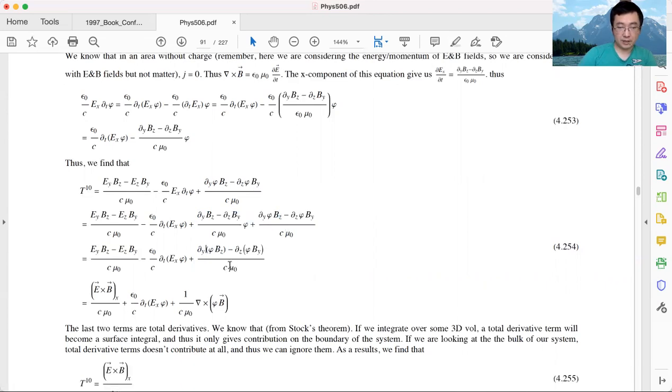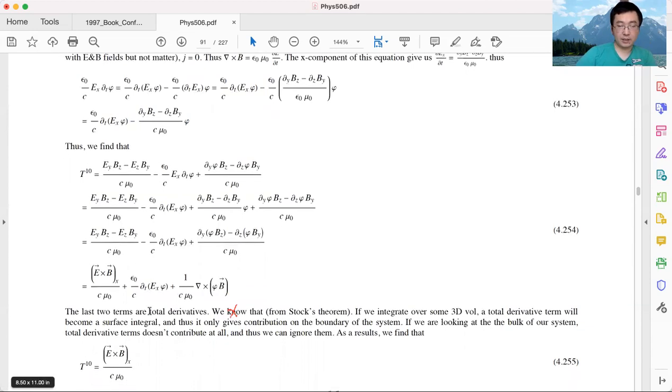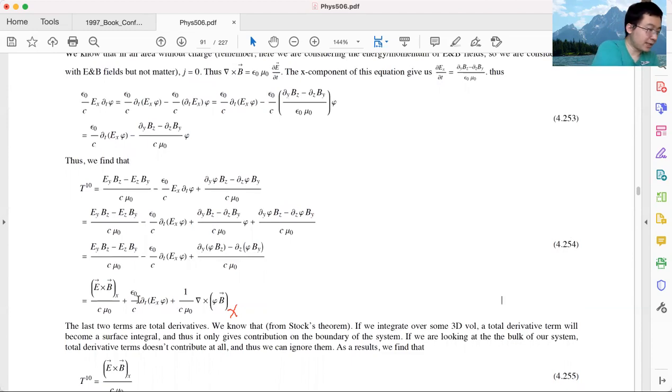And this term, we can rewrite as the curl of phi and B, the x component of it. Oh, sorry, I forgot to write the subscript x here. The x component of it. And this term is a time derivative. If we look at these last 2 terms, immediately we notice that these last 2 terms are a total derivative. It's a time derivative of x times this, and a spatial derivative of this.